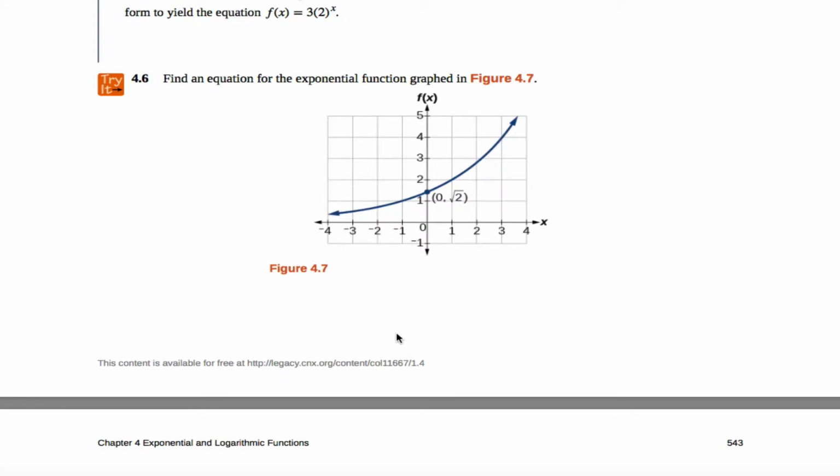All right, here's 4.6 from PreCalculus OpenStax. Try it 4.6. In this problem, you're asked to come up with the exponential function from this graph here.